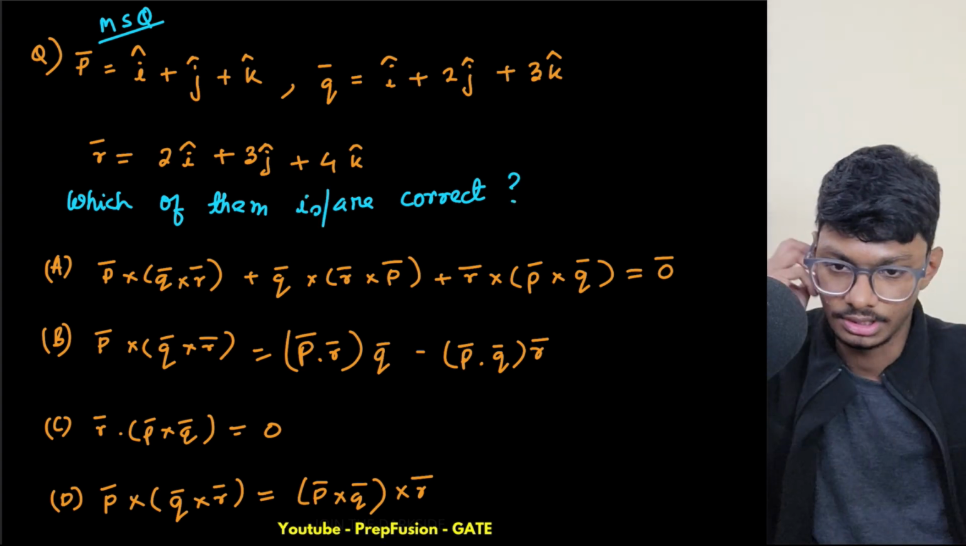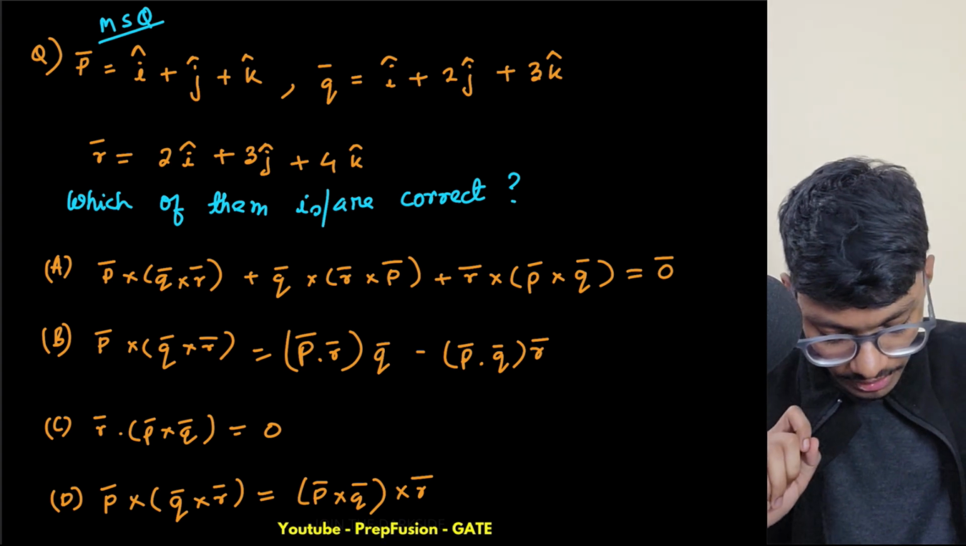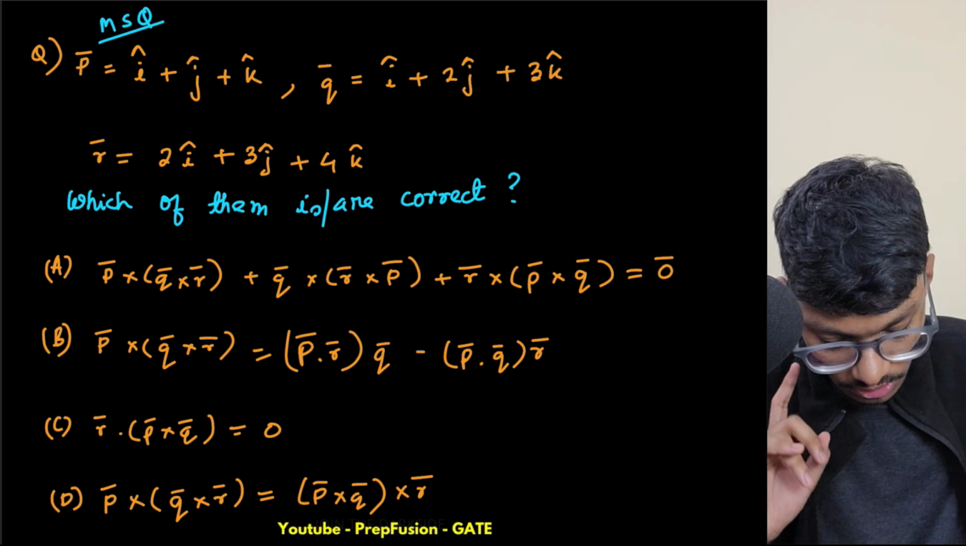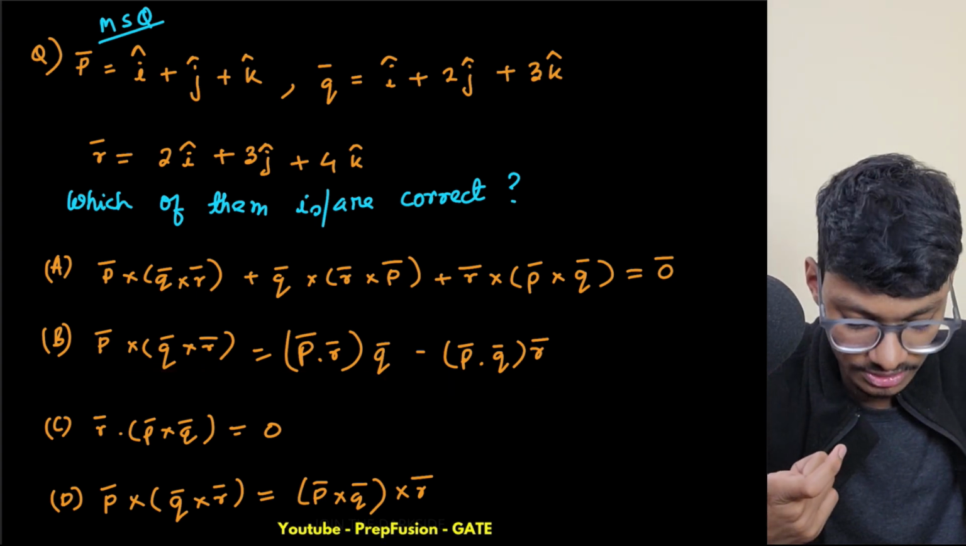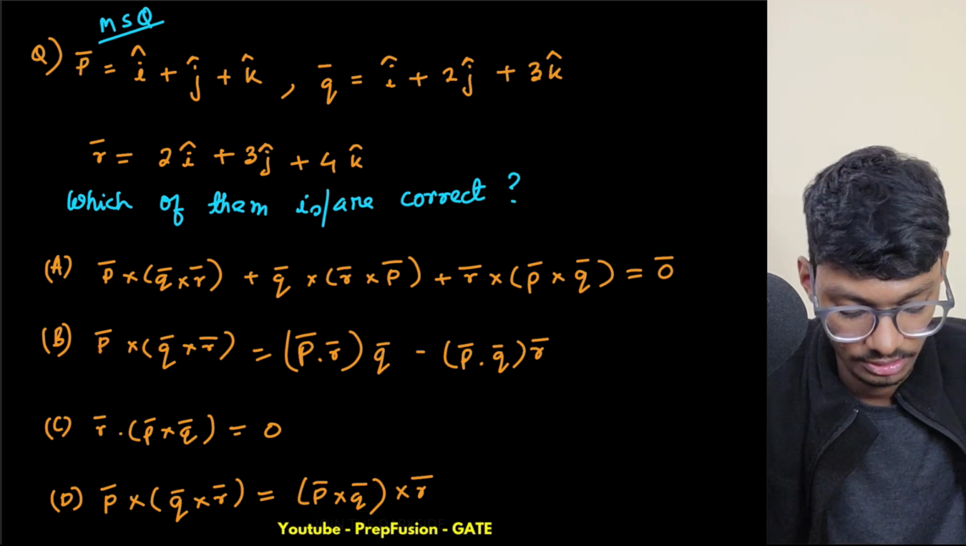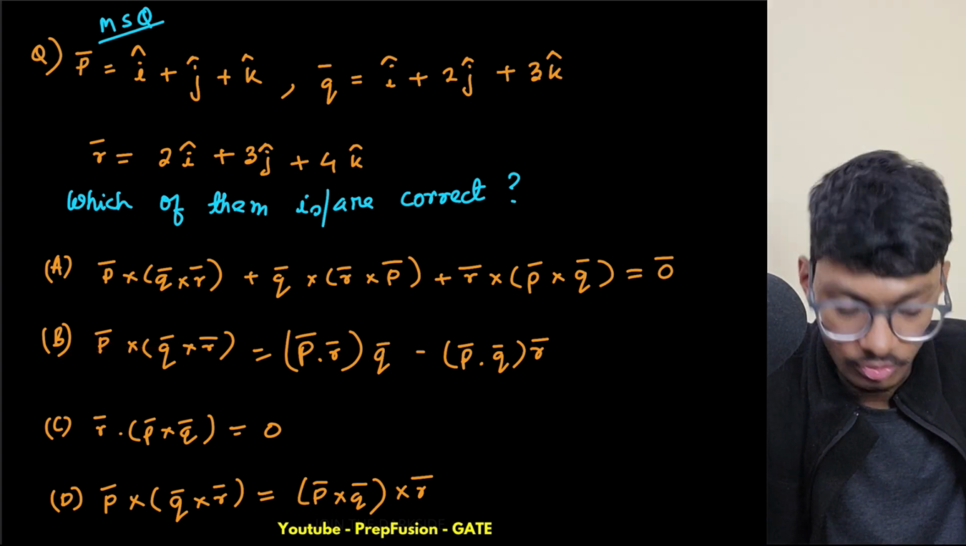Okay, so this is like an MSQ question. Here, if we check what we know, we know this relation. How to remember this relation? This is the triple cross product, or vector cross product. They tell you how to remember this relation.